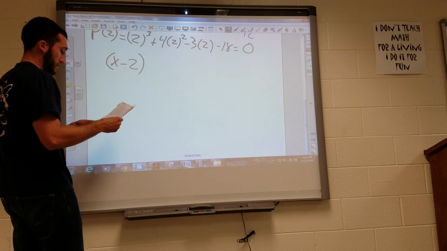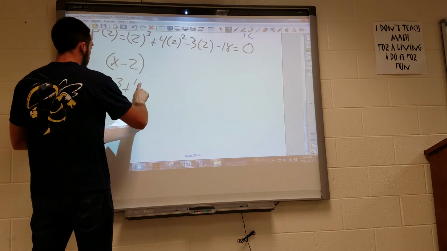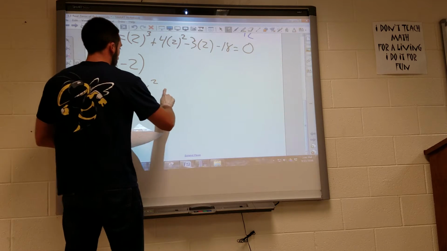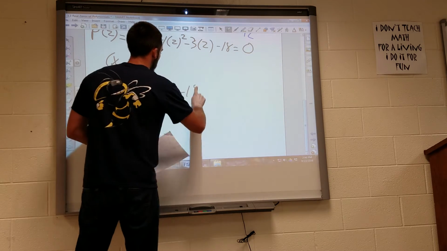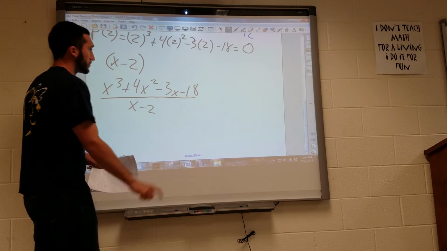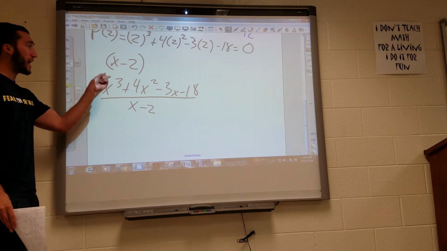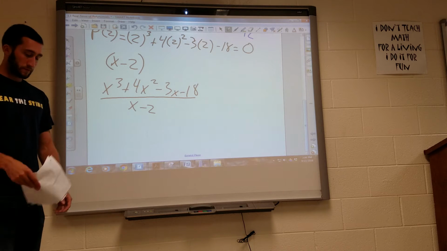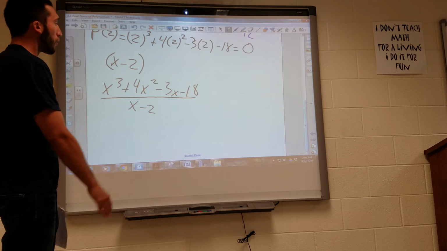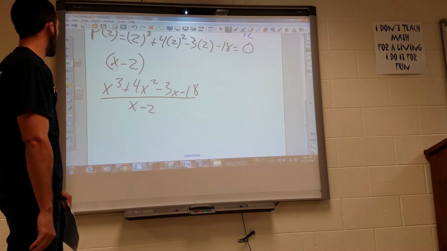So, to do that, if we remember, I get x cubed plus 4x squared minus 3x minus 18, and I need to divide that by x minus 2. So this division is completely new to us. We're actually going to divide polynomials. So, we're going to do this using synthetic division. How synthetic division works.